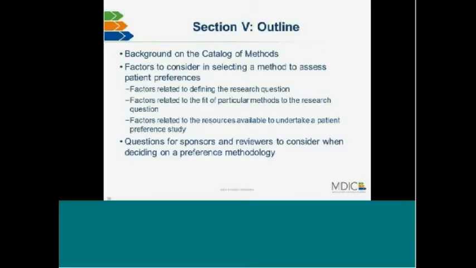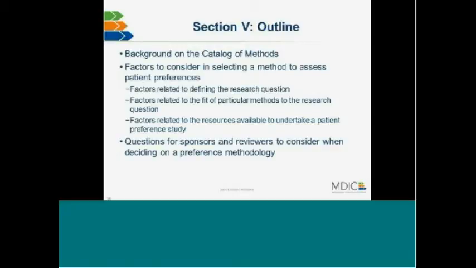Because the catalog is an appendix, Section 5 starts with a review of the catalog. So if you don't feel like reading the catalog, just read Section 5 and you'll get the general gist of it. But then the factors to consider are factors related to defining the research question. As I had mentioned before, we deal with that a little bit in the catalog, sort of under that general consideration section. We go into a little bit more detail here.